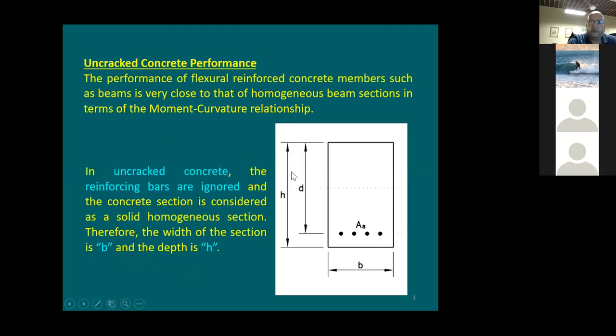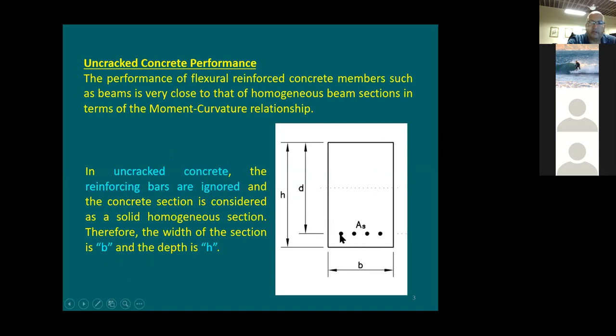So concrete is very good in compression. Concrete is really bad in tension. Cannot take any tension. Tension resistance of the concrete is very low. So what's gonna happen here? We need to provide the steel in the tension side because steel is good in tension.